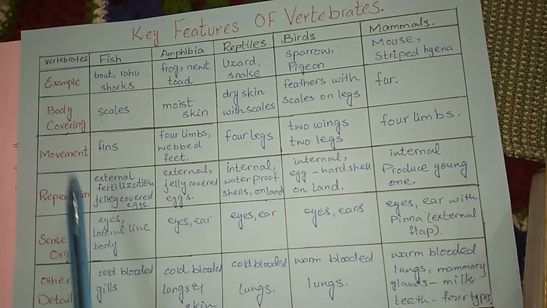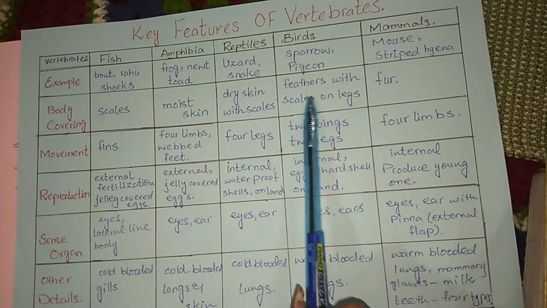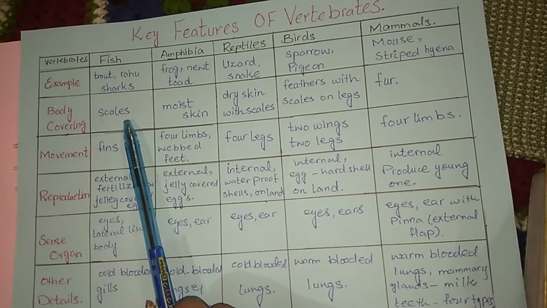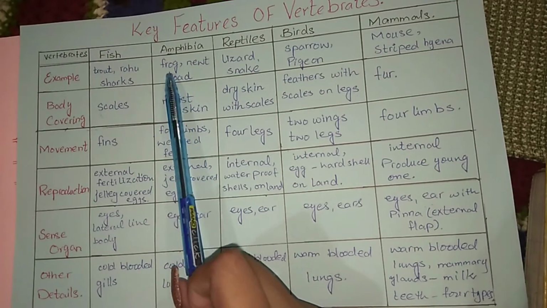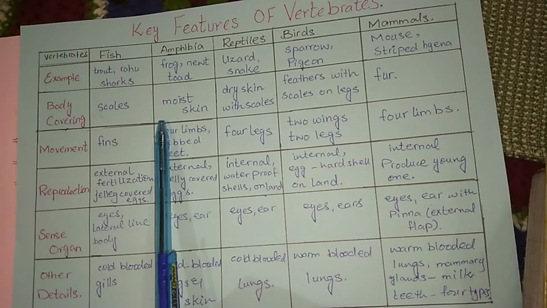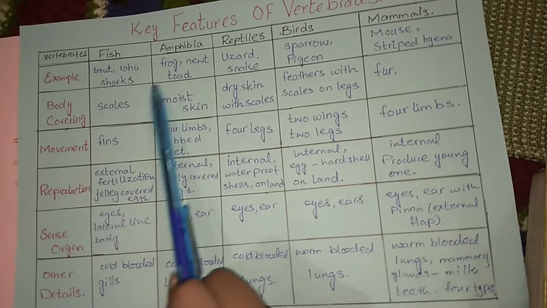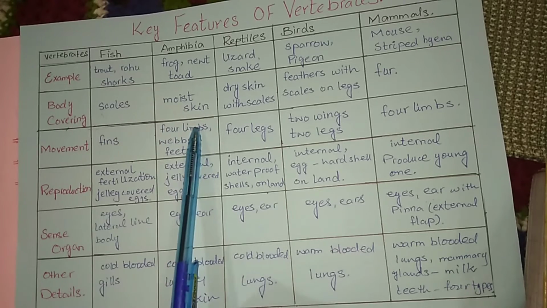All right, so coming to their body structure and body covering: which material their bodies are covered with, and what is the difference between each of these classes. Fishes are covered by scales. Amphibians are covered with moist skin. The frog has moister skin than the toad, because the toad is a bit drier than the frog's skin. All in all, they possess moist skin.